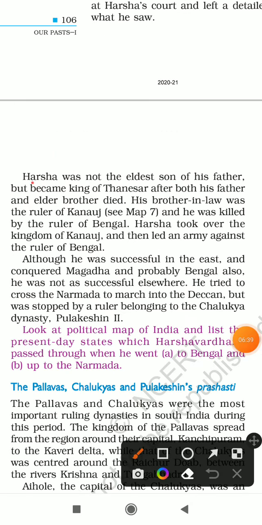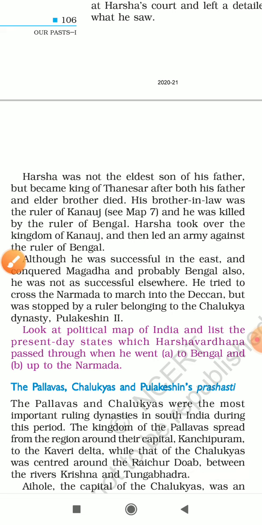Now, Harsha or Harshavardhana was not the eldest son of his father, but became king of Thanesar. Please remember, this was the capital of Harsha. After both his father and elder brother died, his brother-in-law was the ruler of Kannauj, and he was killed by the ruler of Bengal. Harsha took over the kingdom of Kannauj and led an army against the ruler of Bengal.